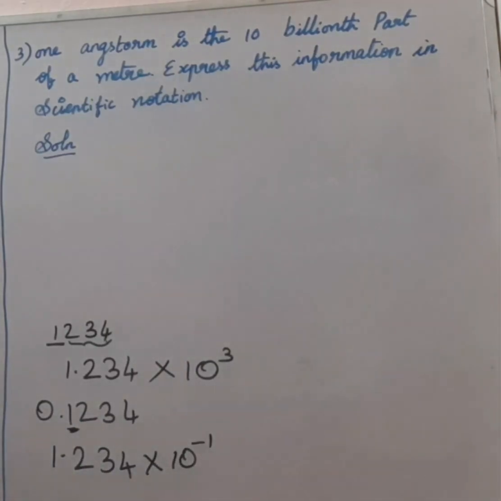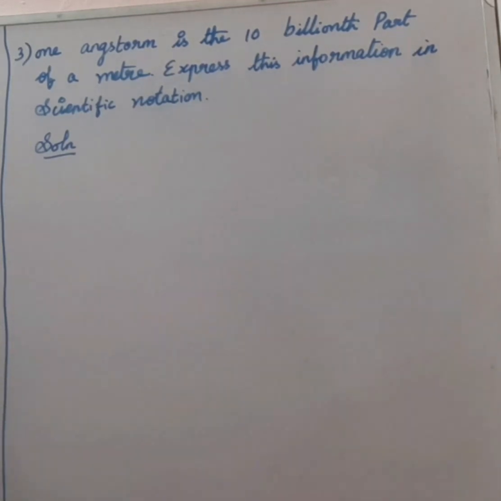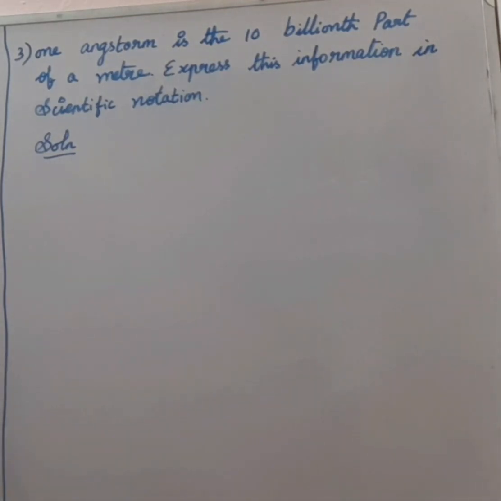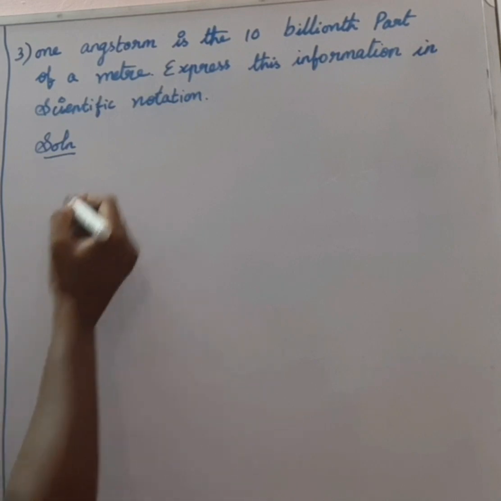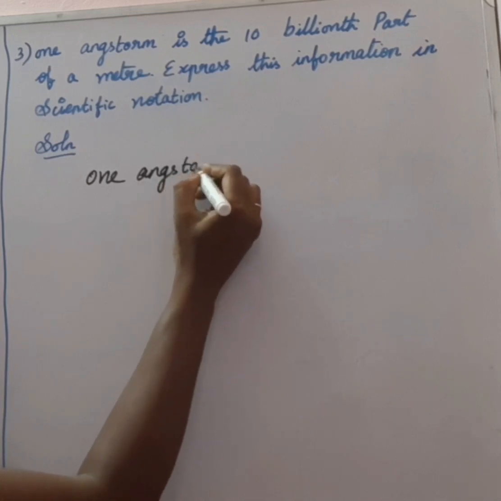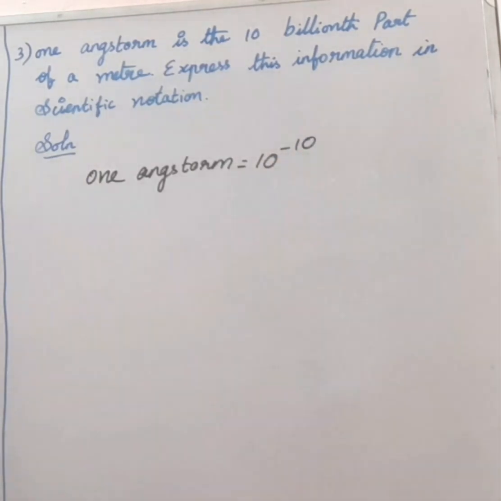Like that, let us see the third sum. What is the third sum here? 1 angstrom is the 10 billionth part of a meter. Express this information in scientific notation. First, we want to know the value of 1 angstrom. 1 angstrom is equal to 10 power minus 10.